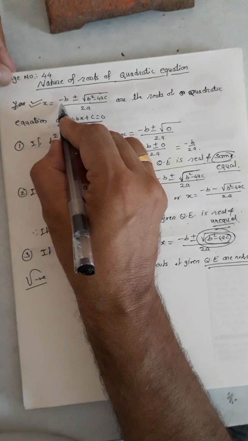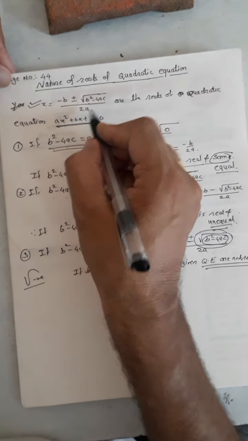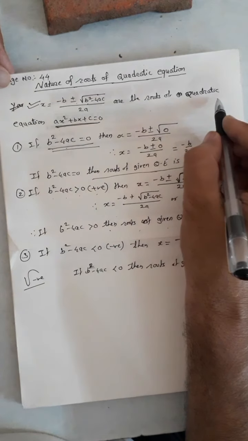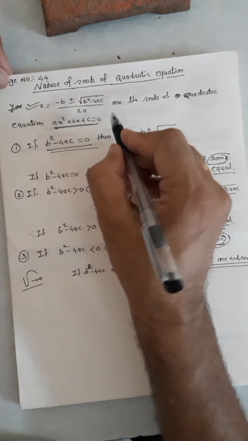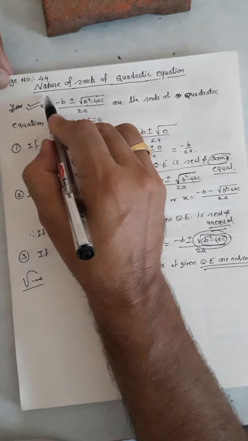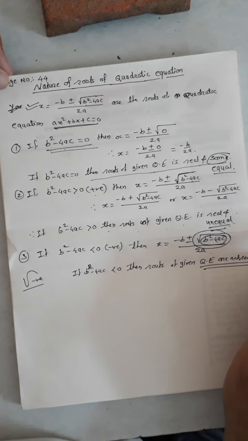x is equal to minus b plus or minus square root of b square minus 4ac upon 2a are the roots of quadratic equation ax square plus bx plus c is equal to 0. And you have to solve the examples by this method. Now we are going to find the nature of the roots of the quadratic equation.